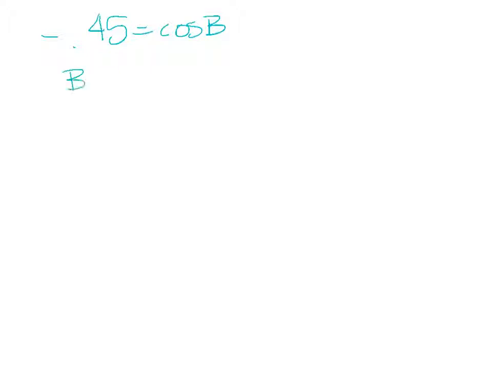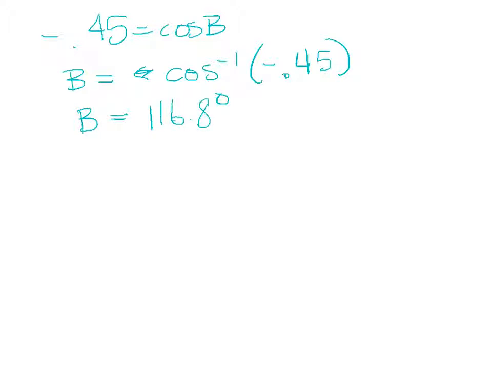So let's find B by using inverse cosine of negative, don't lose the negative, 0.45. Let me throw that on. And I get B is going to be 116.8 degrees. So there's that obtuse angle. Okay, now I've got to find the other angles. Remember, I already started with 3 sides. I found one angle. I still need 2, so I can't yet use the sum of the angles of a triangle is 180 degrees yet. I need one more trick.